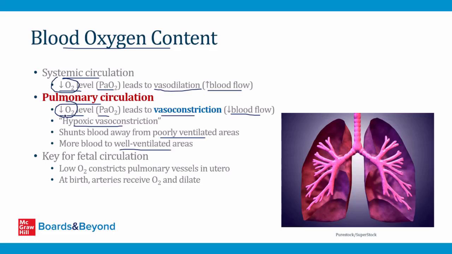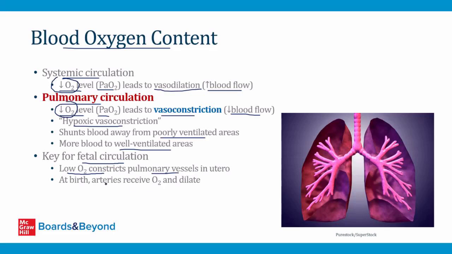And so we've evolved this to try and prevent blood from flowing to areas of the lungs that have poor ventilation. And this is important in adults to keep blood flowing to well-ventilated areas, but it's very important as well in the fetal circulation. So in utero, there's a relatively low oxygen content of the fetal blood, and this constricts pulmonary vessels. And that's one of the reasons that blood doesn't flow through the lungs very much in the fetus. Instead, it bypasses the lungs through structures like the ductus arteriosus.